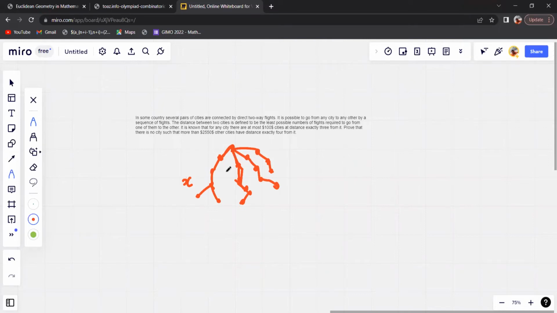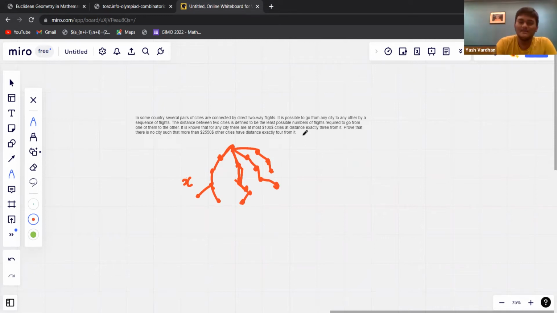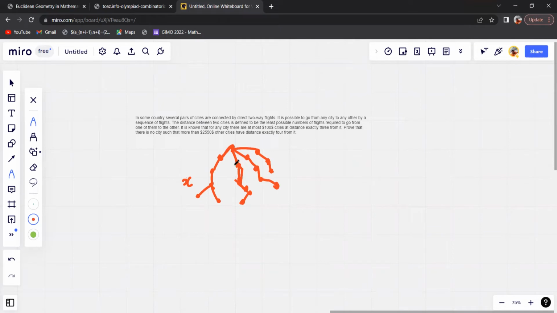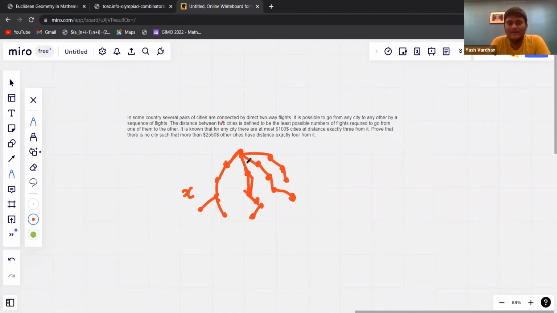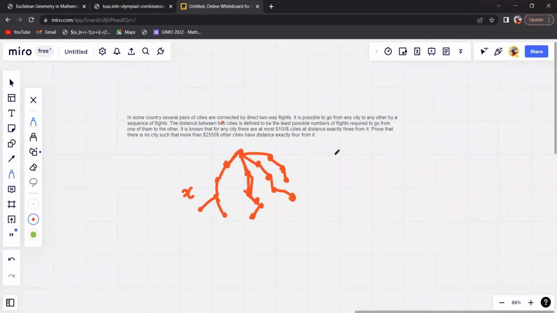Yes. This allows us to bound x with respect to the number of branches, because we have at most 100 branches from the point. Yes, that is true, but wait a minute.